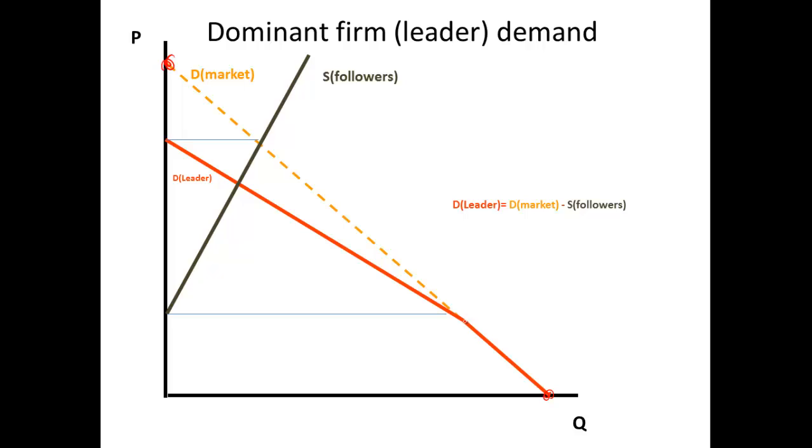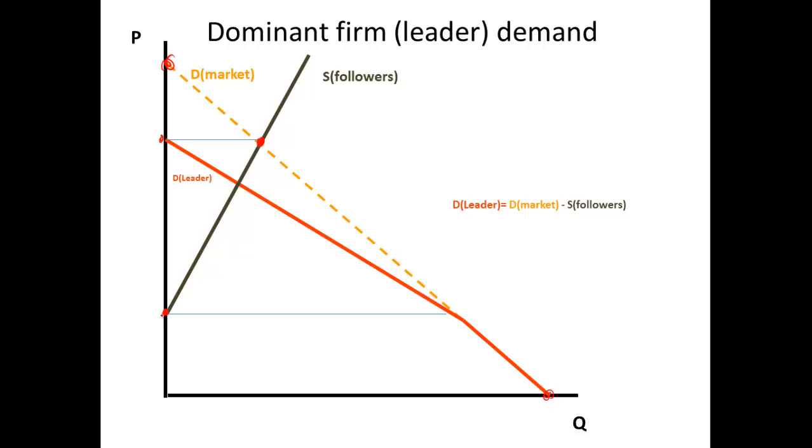Second chunk, though, is the follower supply curve. So we're saying that at any price below this, the followers won't produce anything, but if the price were to rise, followers would produce along this supply curve here. So for example, if the price were up here, followers would supply this amount, which by the way is the entire market demand. Whereas if the price were down here, the followers would supply nothing.